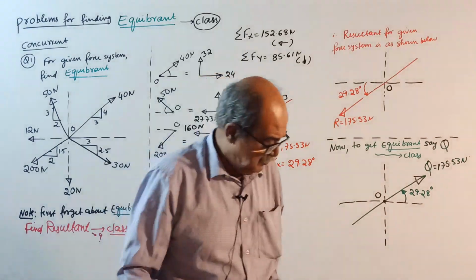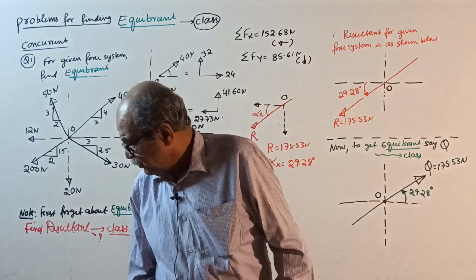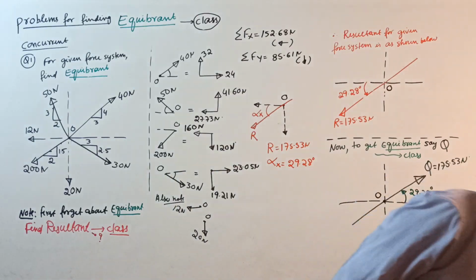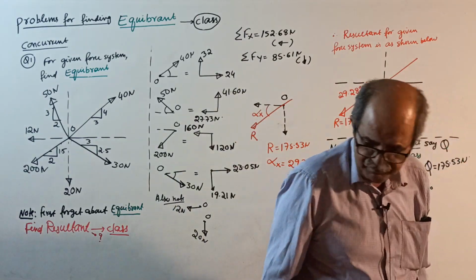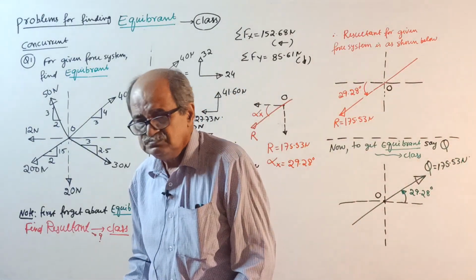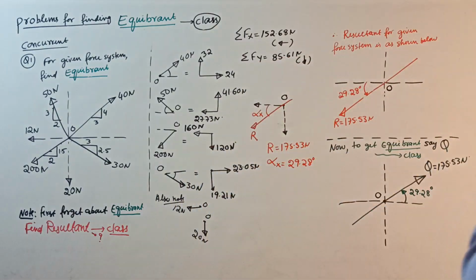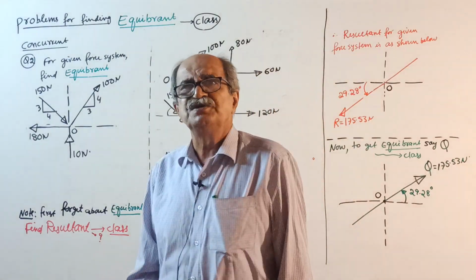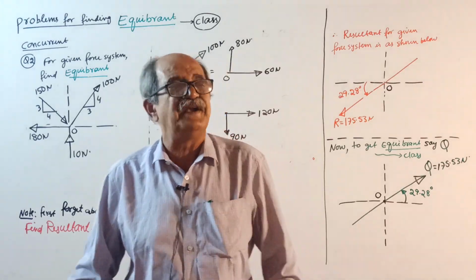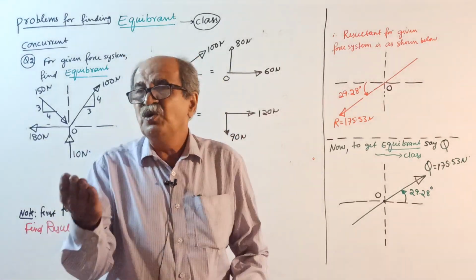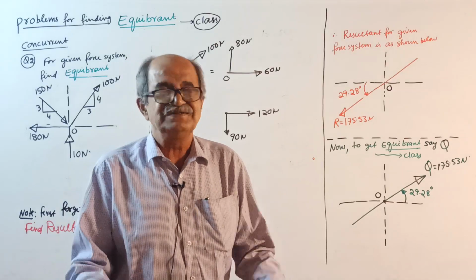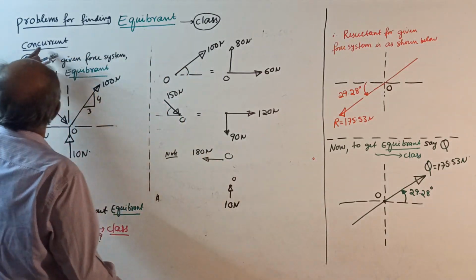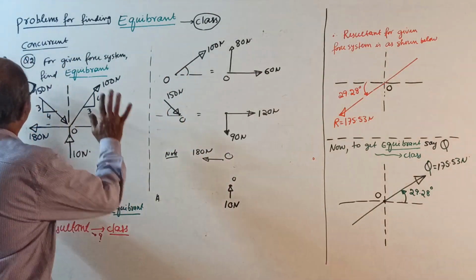Now, I will go for the second question. What I will do is, I won't prepare it, I will write here, same problem. I thought of setting the question in front of you, very simple to set. But I could not get the cloth for rubbing, so I paused. Okay, now the second question I wrote here. Same concurrent, second question. Find equibrant.